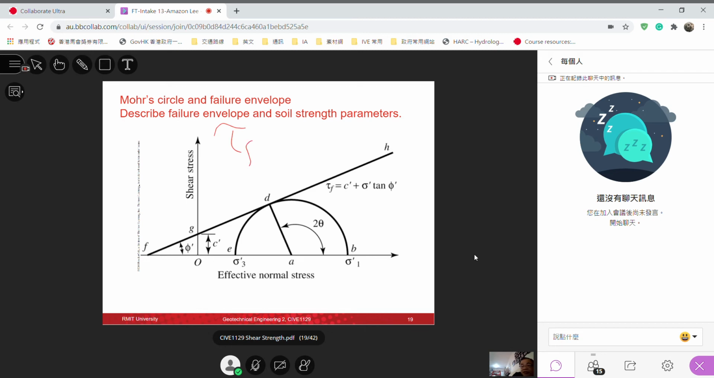shear stress at failure equals the cohesion intercept plus the effective normal stress times the tangent of the angle of friction.